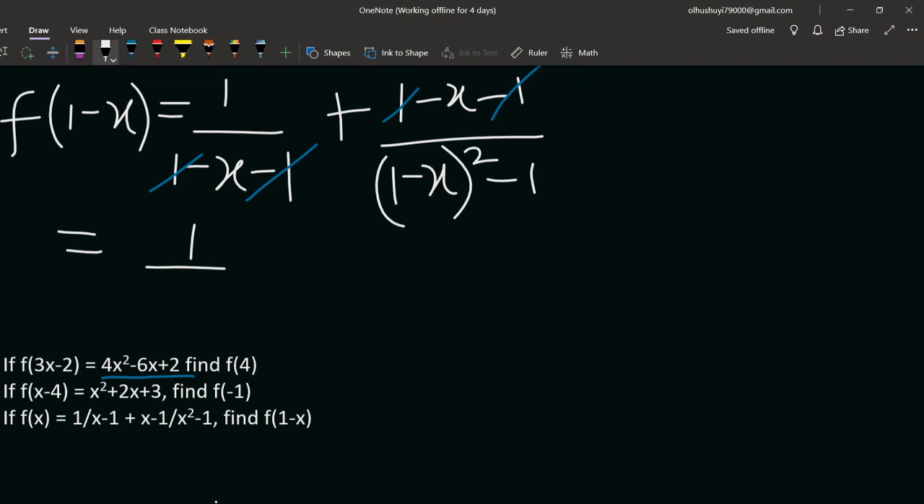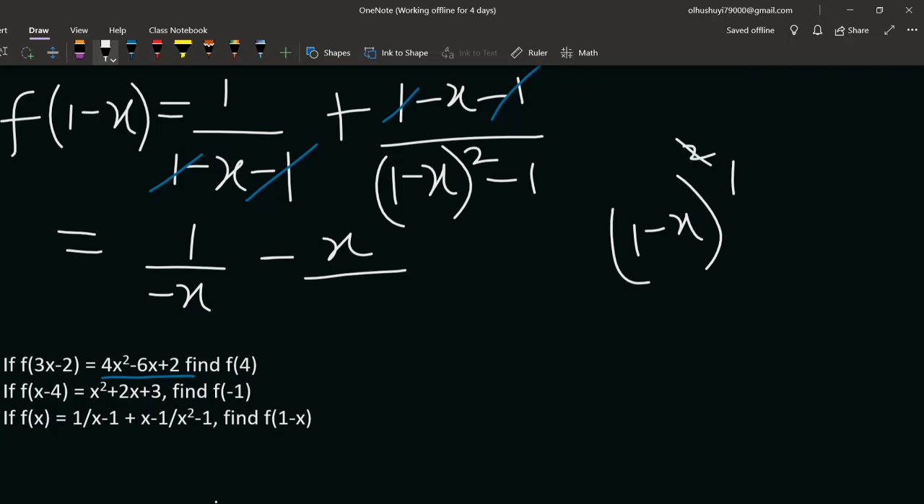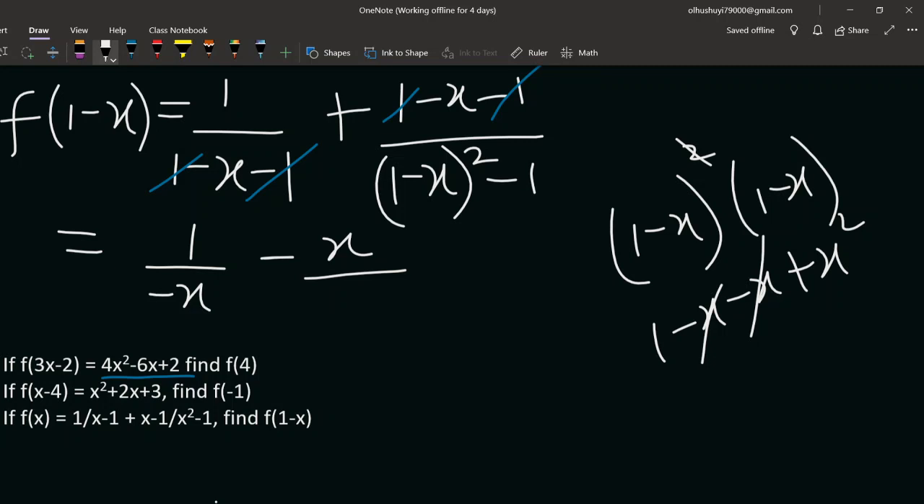So you are going to be having 1 over x, 1 over minus x. Then we have minus x upon, expand 1 minus x squared. What do you have? You have 1 minus x, you have 1 minus x, plus x squared. This and this, is it going? No. Minus x is minus 2x. So what do you have? You are going to be having 1 minus x plus x squared. So you have this, you have x squared minus 2x plus 1, isn't it? That's all you have.